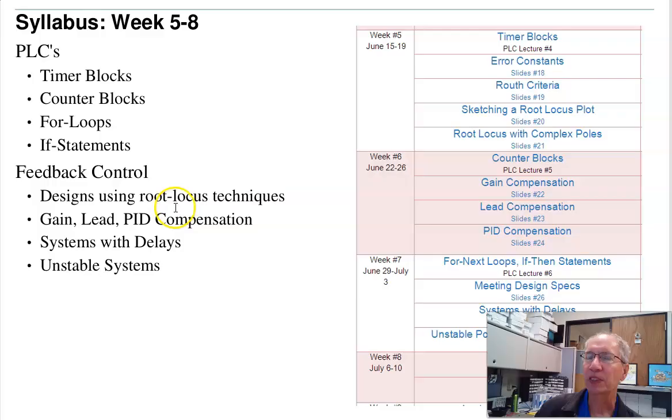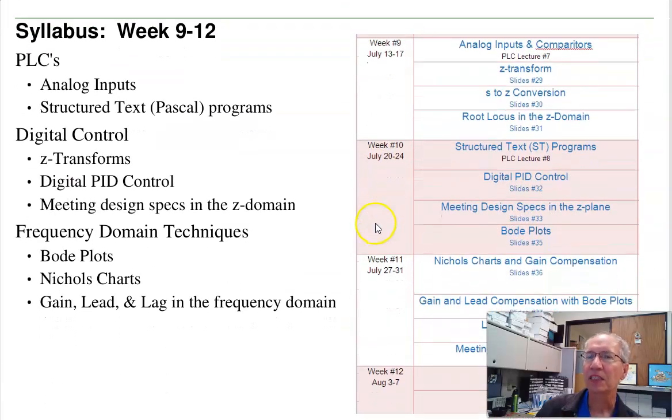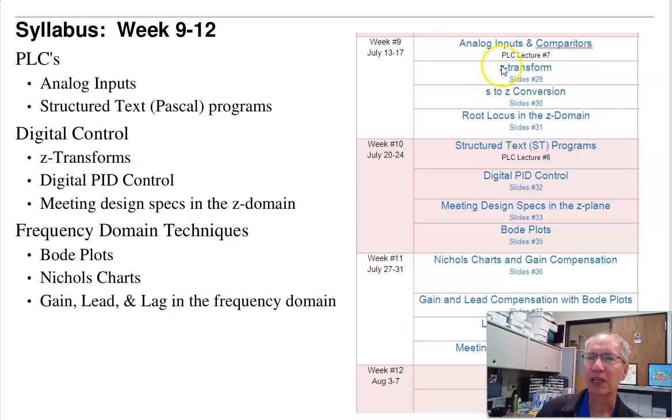The next 4 weeks look at feedback. With PLCs, we'll add features such as timer blocks, counter blocks, for loops, if statements. On feedback control, we'll look at designing a closed loop system using root locus techniques, gain, lead, PID compensation, what delays do, and how to stabilize unstable systems. Then test number 2. At the end of the summer term, we'll look at analog inputs and structured text or Pascal programs with ladder logic.